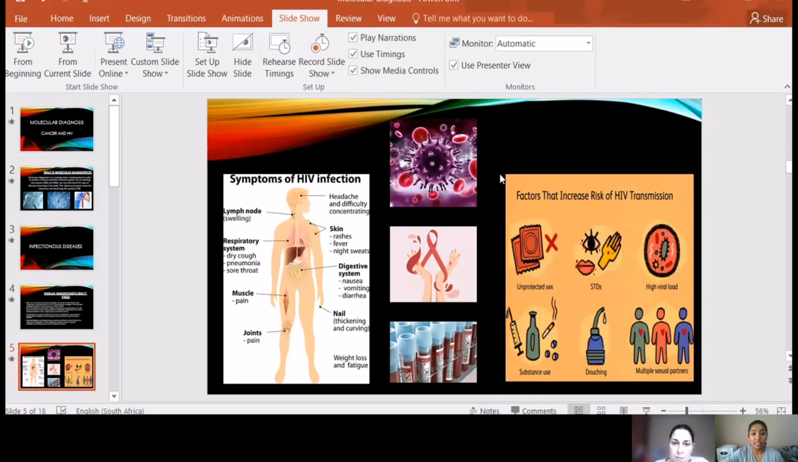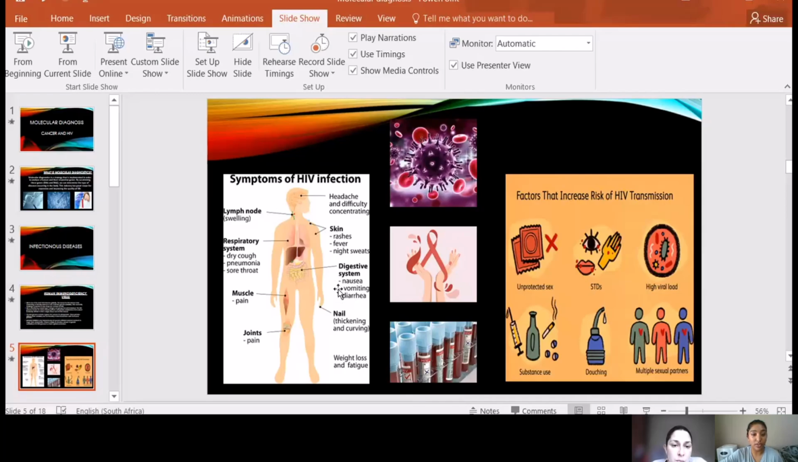These are some of the signs and symptoms of HIV. These are some of the factors that increase the risk of HIV transmission. As you can see, normally the most common ones are unprotected sex, STDs, and multiple sexual partners. Unprotected sex, STIs, and multiple sexual partners are the most common causes that increase the risk of HIV, and many of our individuals are affected in this way most of the time.